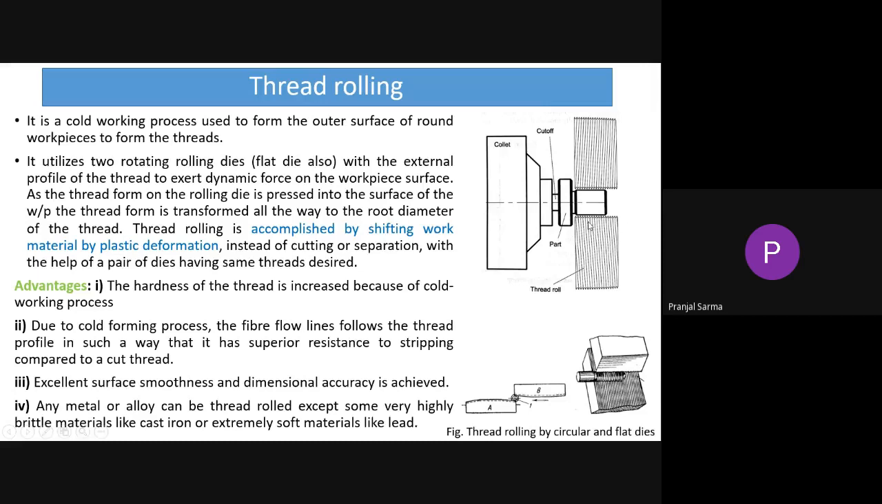Already in these rolls, it may be a rolling die or it may be flat. Ultimately we place this workpiece in between and give that compressive force on it. During this process, the whole thread form is pressed into the surface of the workpiece and transformed all the way to the root diameter of this thread, and we get the work done. That means after the process is over, we get the profile of the thread impressed on this particular workpiece.